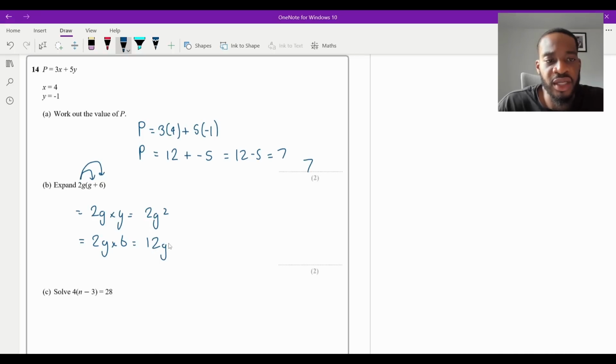So the answer, you just bring these together now. They are being plussed, so it's going to be 2g squared plus 12g. And that will be it.